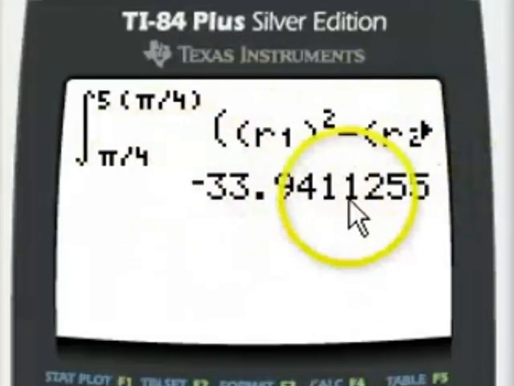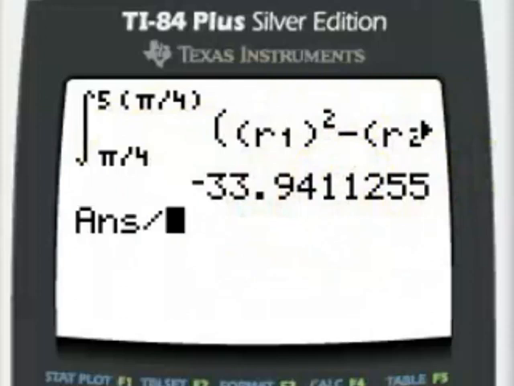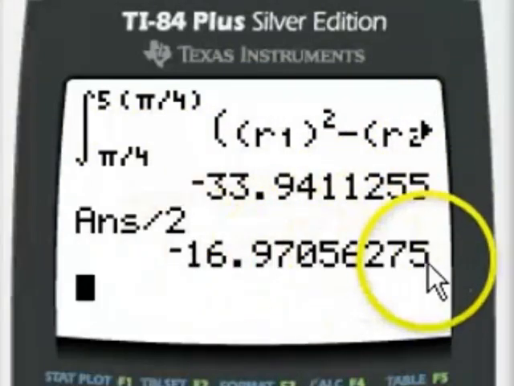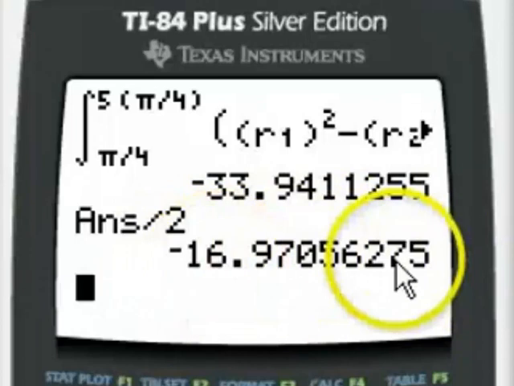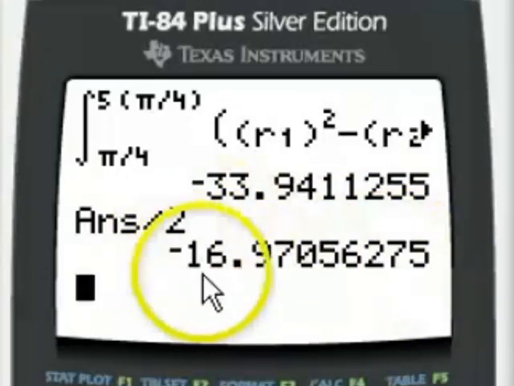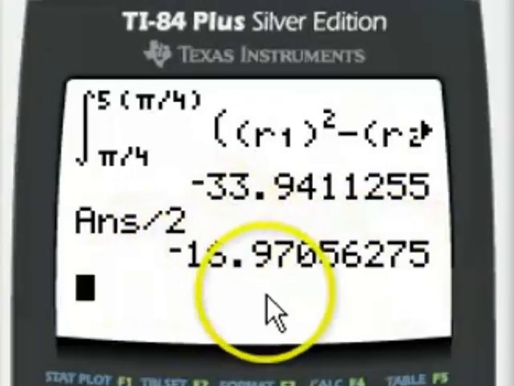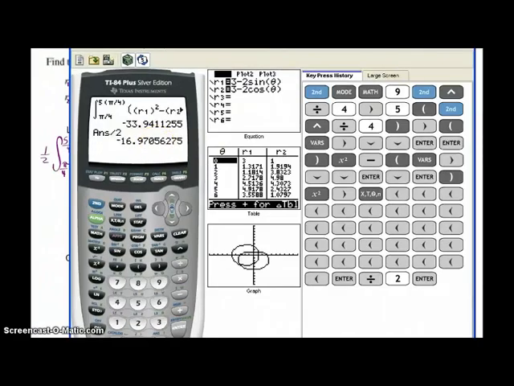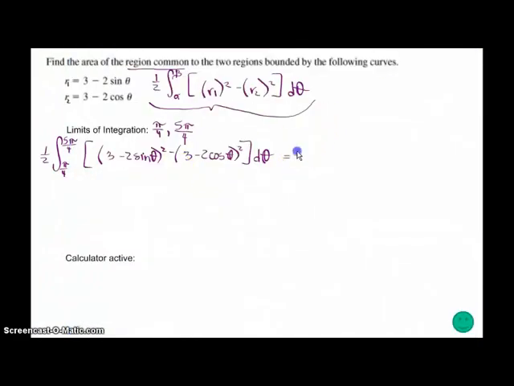Now, we only need half of this, so I would divide that by 2. And so here's the value that I'm after. I would be accurate to 3 decimal places, but I would give it as a positive value. So I would write 16.9705, and so that would be 16.9705 is the actual area of the region common to both of those limacons.